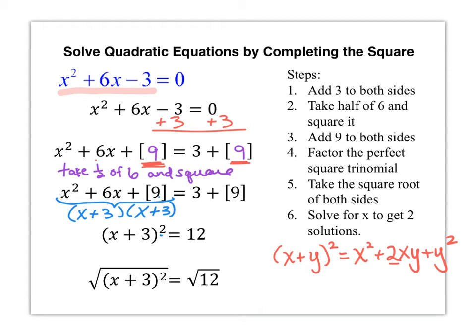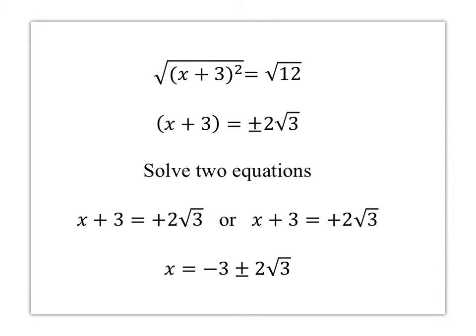Take the square root of both sides. And when you take the square root of both sides, you want to consider both the positive and the negative possibilities. Again, that's using the square root property.